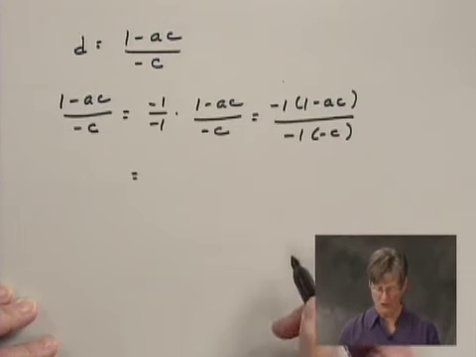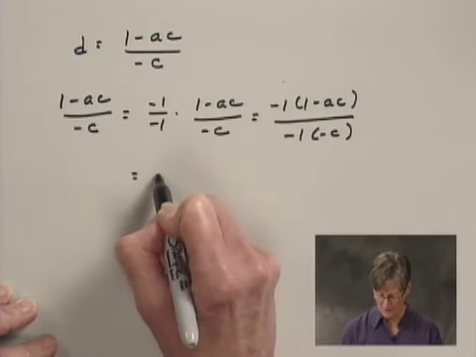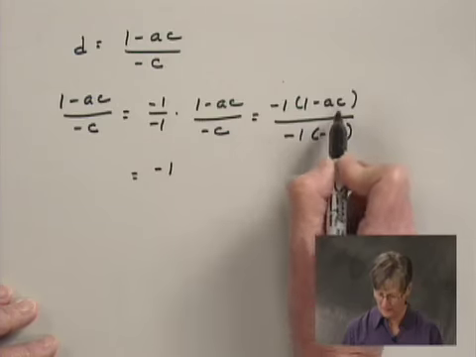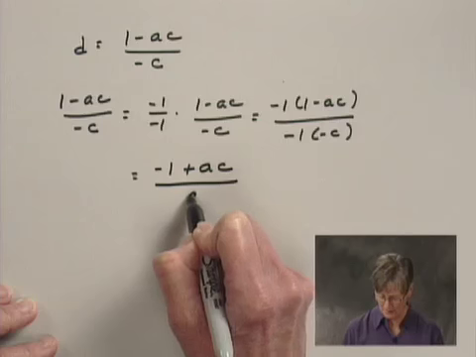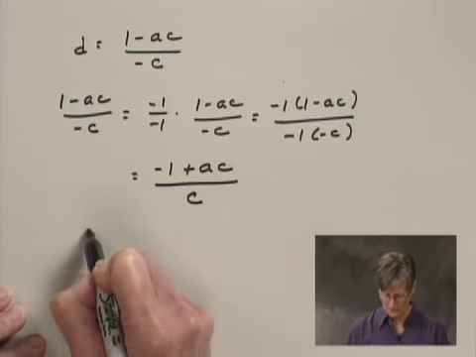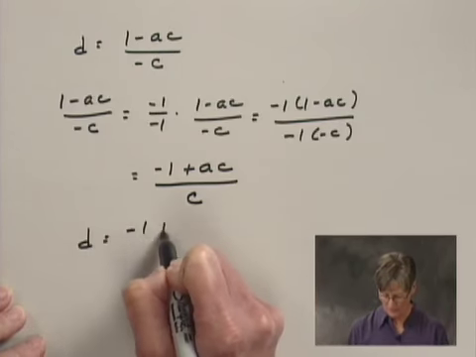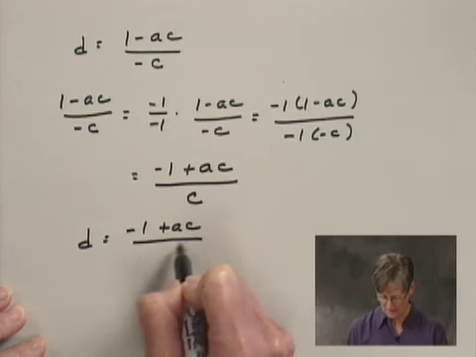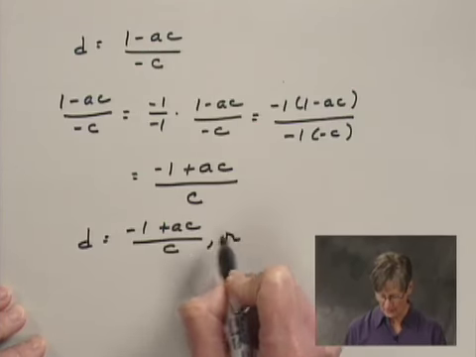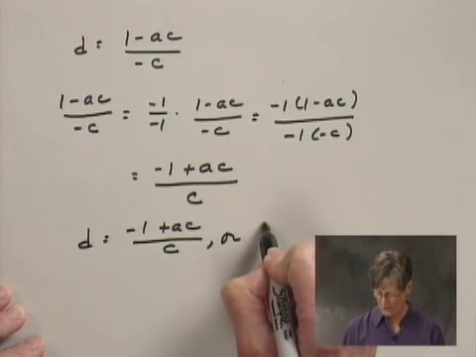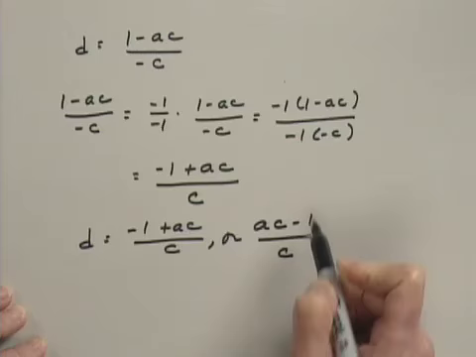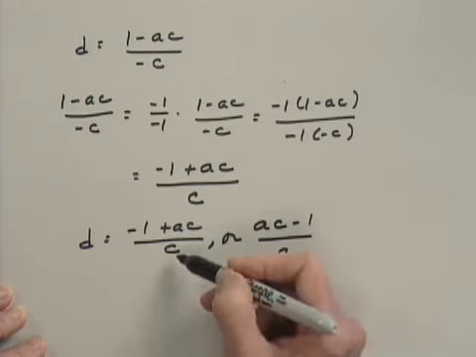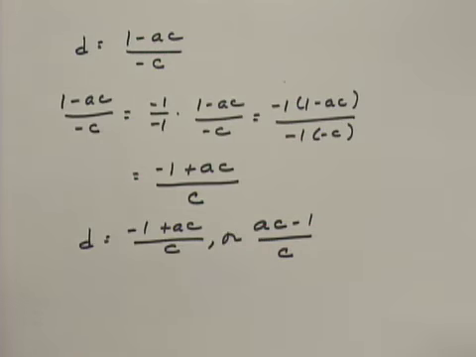When I do this multiplication in the numerator, I'm going to get negative 1 times 1, which is negative 1, and the second multiplication gives me plus AC. And in the denominator, I have C. So we can say that D is equal to negative 1 plus AC over C, or if I write it with the AC term first in the numerator, I could also write this as AC minus 1 over C. So this form, or this form are all acceptable correct answers for the solution of this formula.